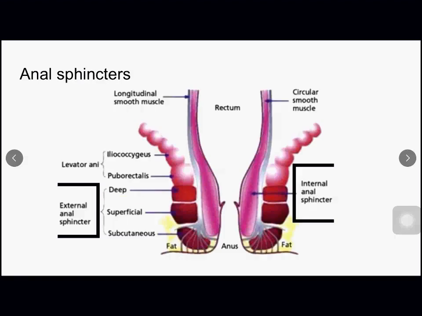The internal anal sphincter will be lining your anal canal. It is actually longitudinal, so this is not that important. The external anal sphincter will be contributing to this, and is present in this anal triangle.